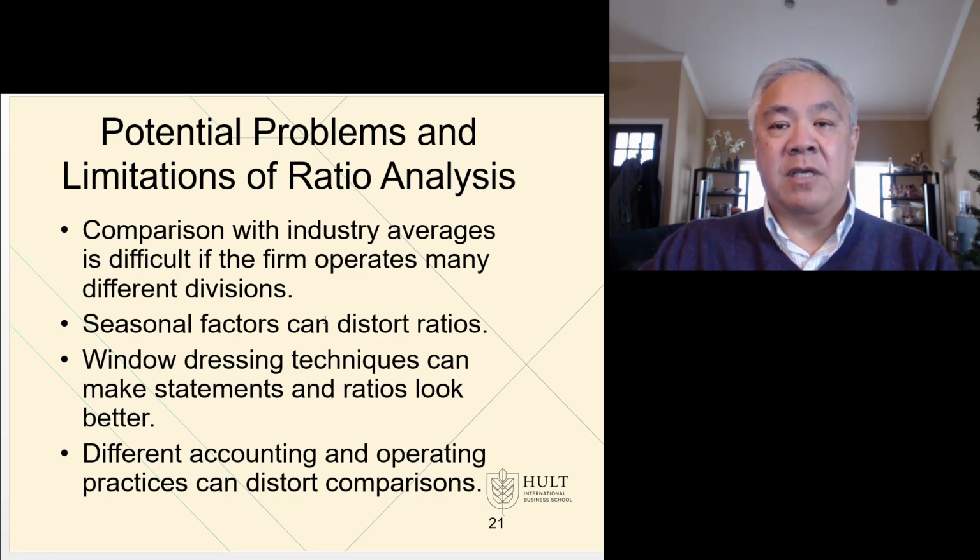Window dressing is what companies do to make their statements look better, and it's really kind of an artificial change in numbers just to distort what you might think by way of ratio analysis. And finally, the accounting decisions and practices and policies might not be comparable when we compare one company to another.